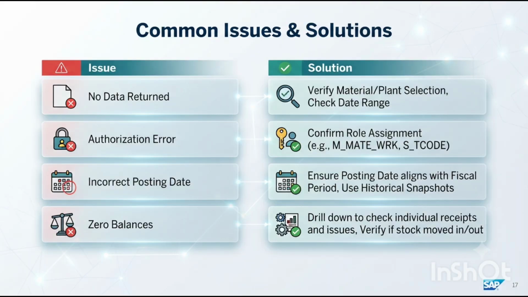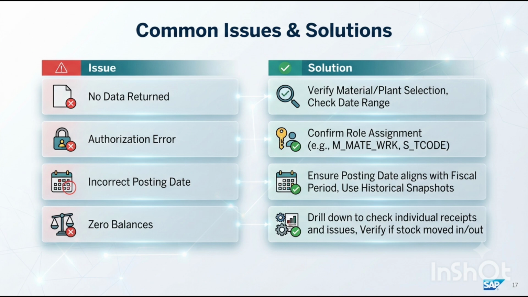Here are some common issues you may face while using MB5B. No data found usually means the material is not extended to the plant or you selected a wrong posting date. Authorization errors appear when required roles are missing. Sometimes you may get zero balance even when stock exists. This is often due to incorrect stock type selection.